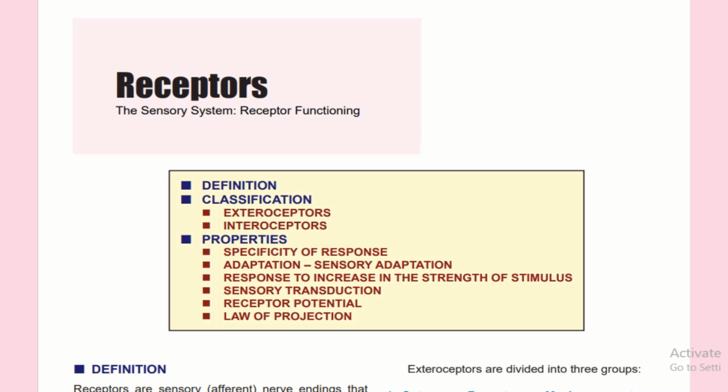In this video, we're going to discuss receptors, the sensory system, and their receptor functioning. Starting with definition, we're going to move on to the classification where we're going to look at the exterior receptors and interior receptors, and then finally on the properties, which include specificity of receptor, adaptation, response to increase in the strength of stimulus, sensory transduction, receptor potential, and law of projection.